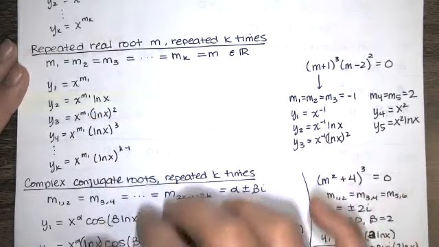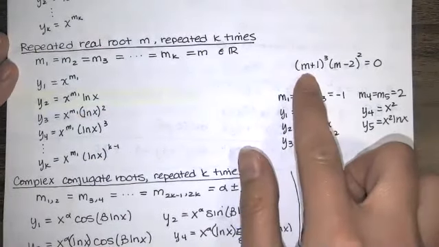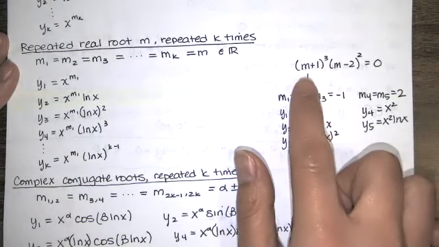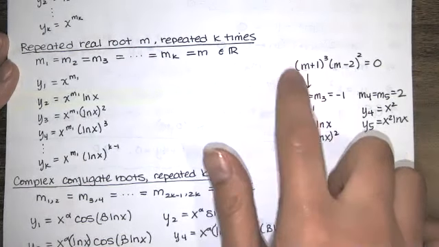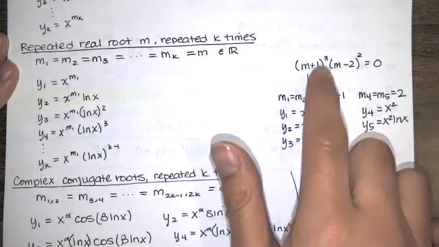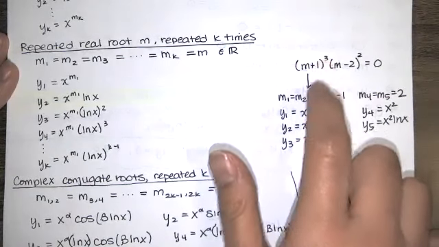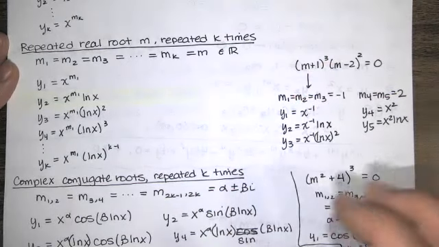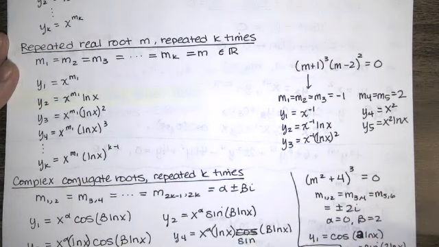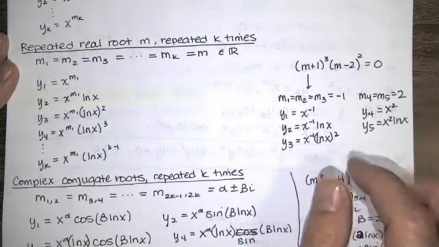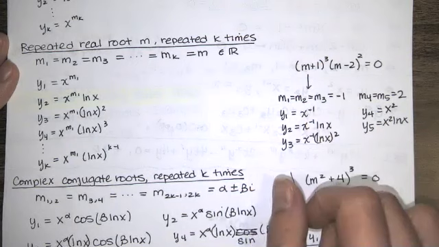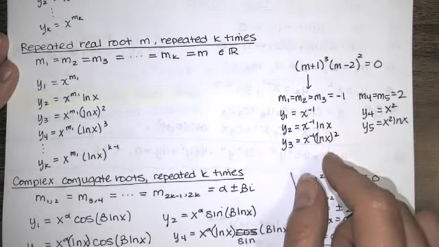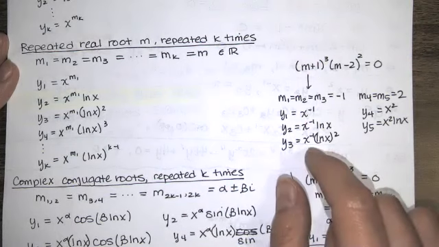root is repeated. So let's say you've got this, that's your characteristic equation factored. Well, m equals -1 is the root associated with this factor. Since that factor appears 3 times, we can think of m equals -1 as a root that's repeated 3 times. So we need 3 linearly independent solutions that come from m equals -1. The first one is x to the -1. The next one is x to the -1 times natural log of x. And then you take that and multiply by natural log of x again to get the third solution.